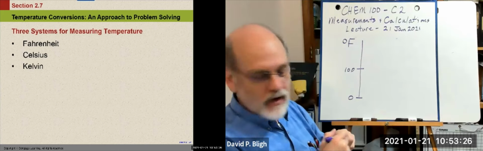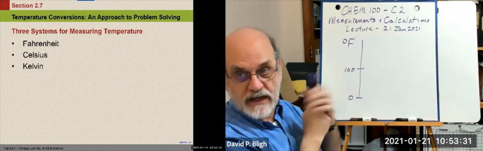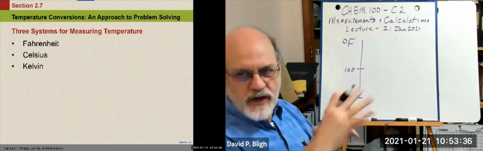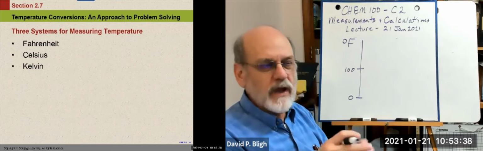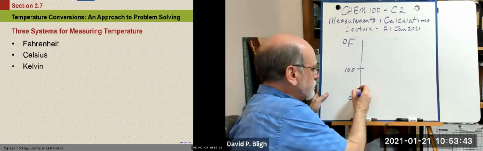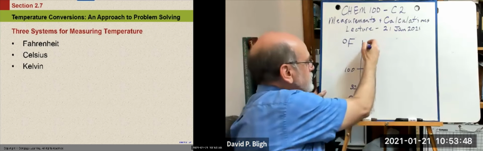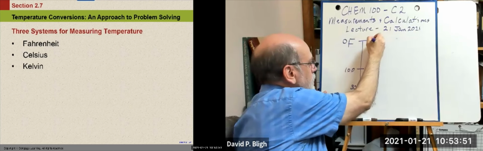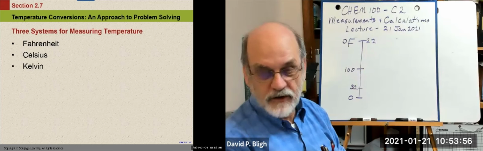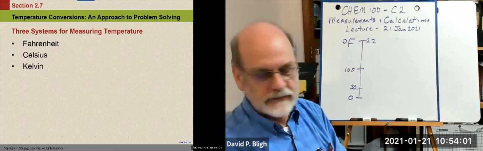But once he had his system, all he had to do was subdivide this into 100 subunits. That would be each degree. And then he could take his measurements and use something else, right? So he said, okay, distilled water and ice would be 32. And 212 degrees turned out to be the boiling point of water. Okay, so now he had several measurements that nail down his system.